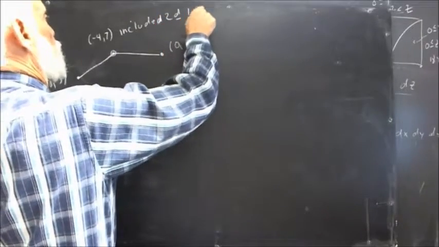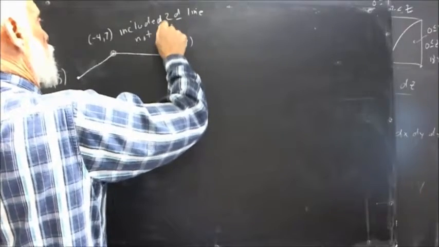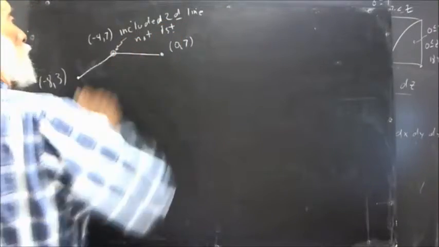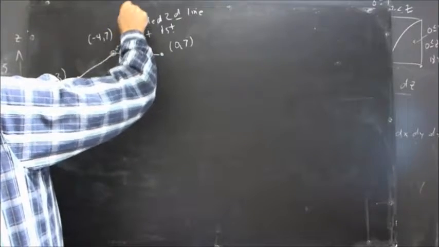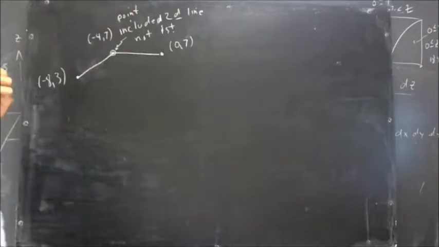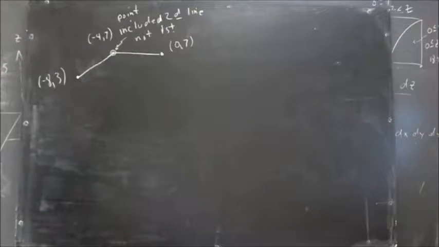So it's included on the second line, not the first, and it means this point is included on the second line, but not the first. And then we're asked to write the equations and inequalities that define this function.